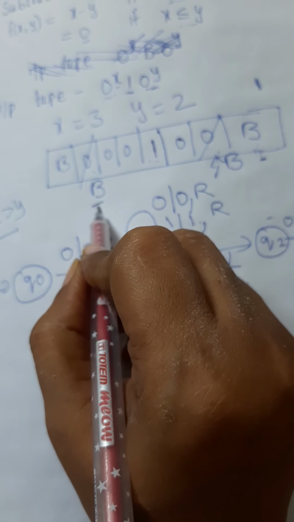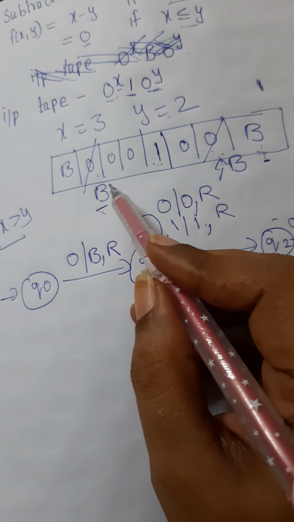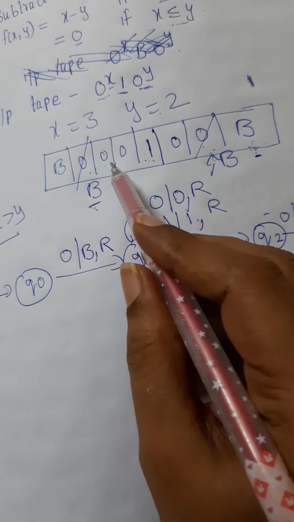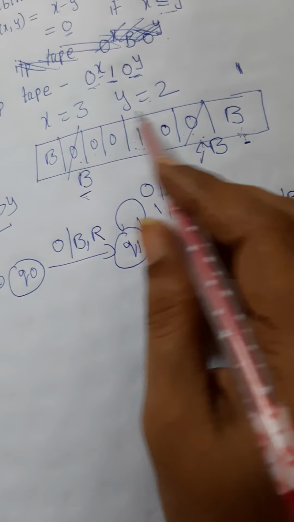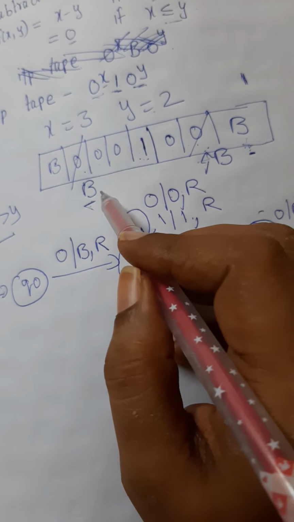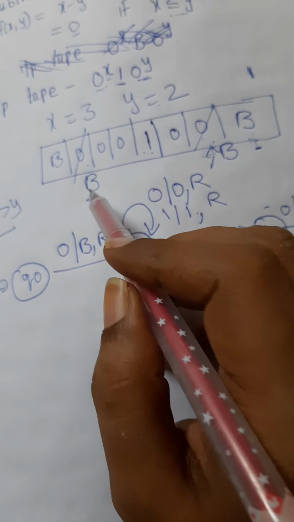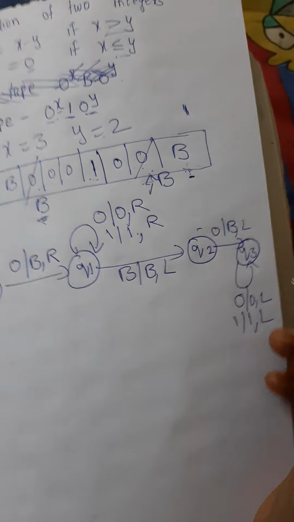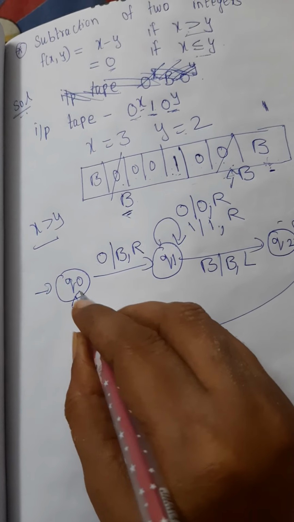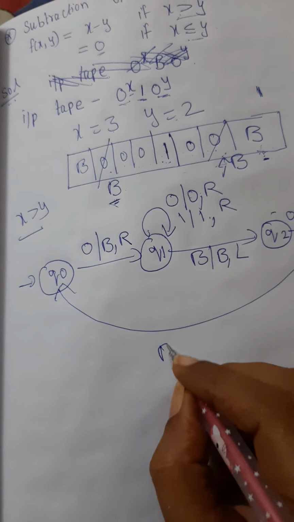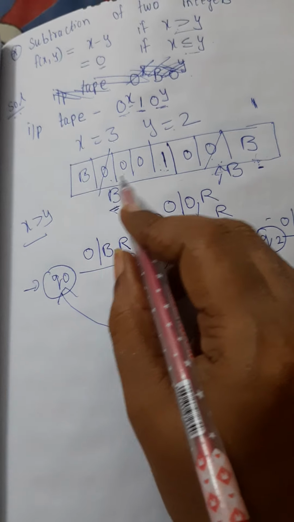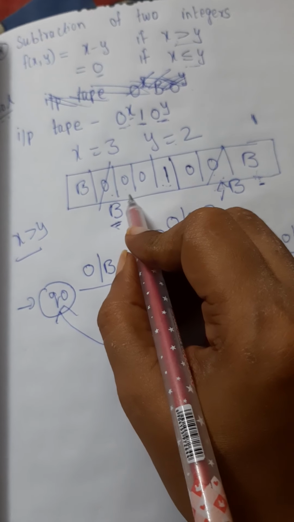When you see this blank, you leave it as it is, and the same process should be repeated. It is a recursive process. Again you go on traversing and come to this blank. When you see this blank, nothing to do, this blank stays as it is, and you move right. Again the same process is repeated.